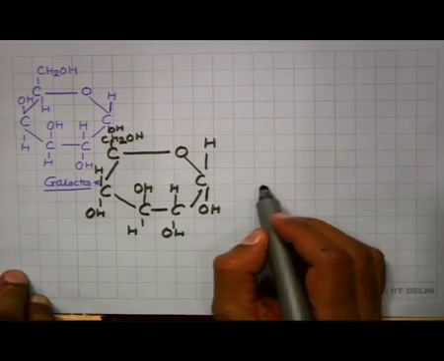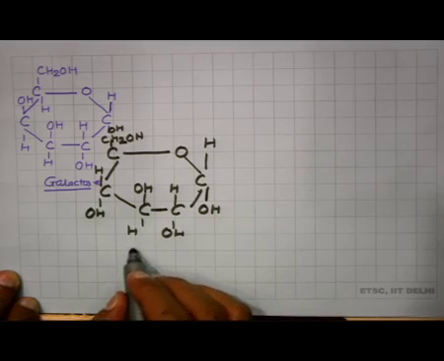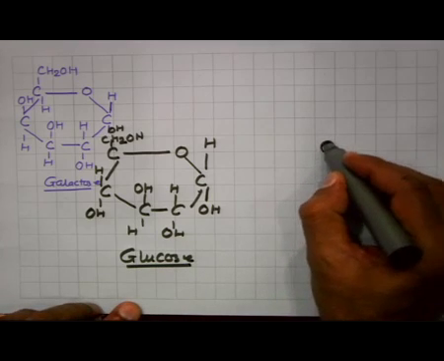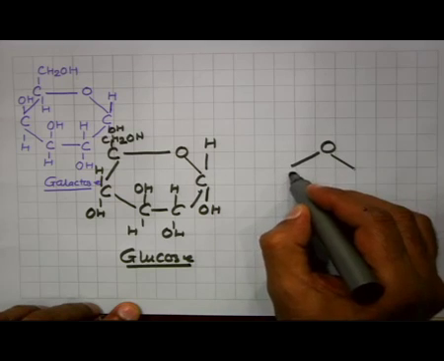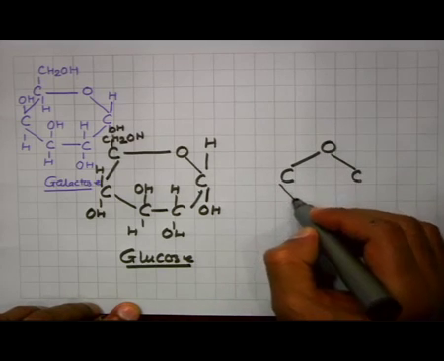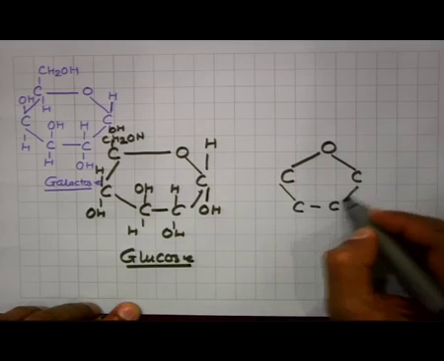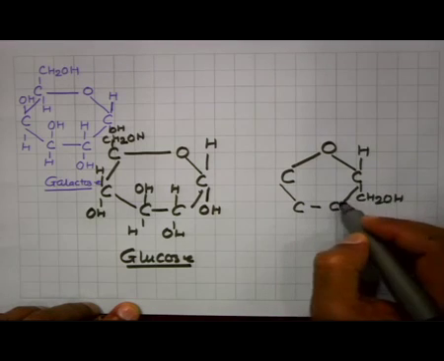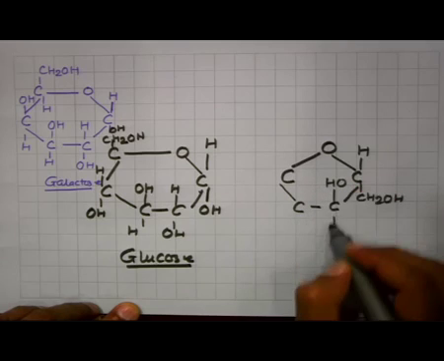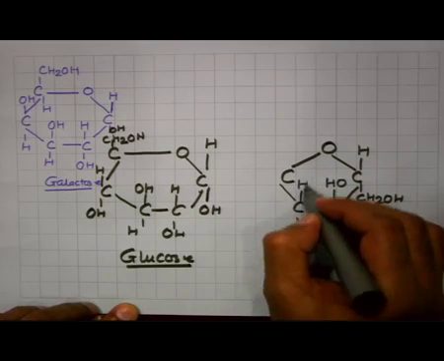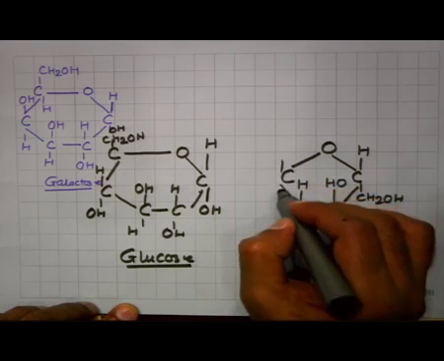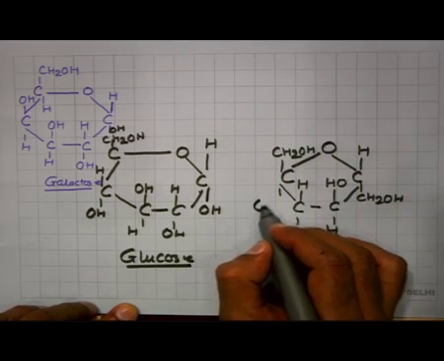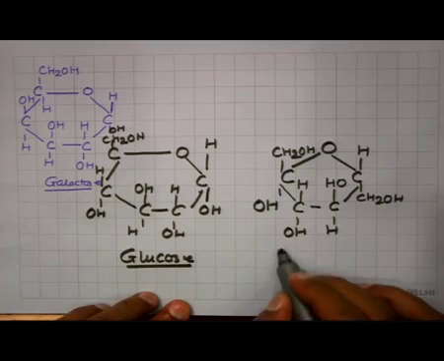Just after the glucose, write the structure of fructose. This is the structure of fructose. Here H, CH2OH, OH, H, H, OH, CH2OH, and here is also OH. Now, this is the structure of fructose.